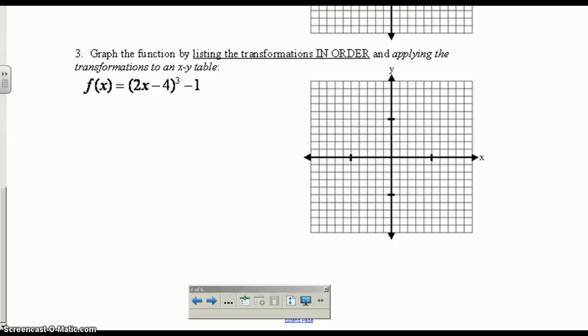Welcome back to 2A. We're working on our 3-3 transformations, problem numbers 3 through 6. What I want you to do is always think about what the parent function is, list out the transformations in the correct order, and apply those transformations to the xy table and regraph.